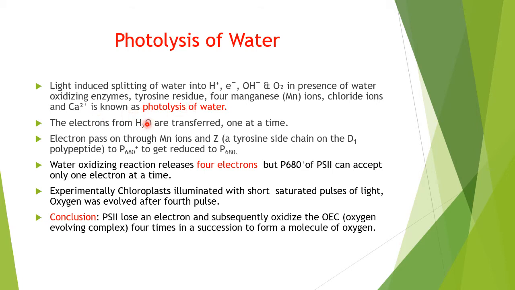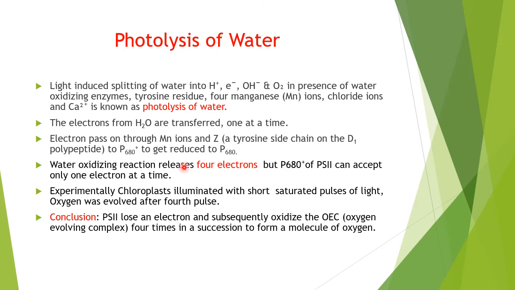So electrons from water are transferred one at a time. Since we know one molecule of water will release 4 electrons, but the system is deficit of 1 electron, electrons from water are transferred one at a time. Electrons pass on through manganese ions and Z, a tyrosine side chain on the D1 polypeptide, to the excited pigment system second reaction center to get reduced to P680, because it's a deficit of the electrons.